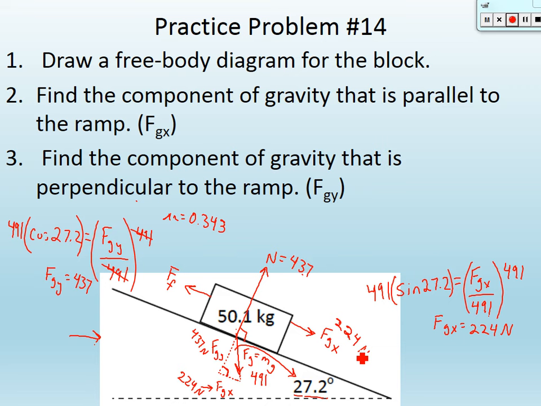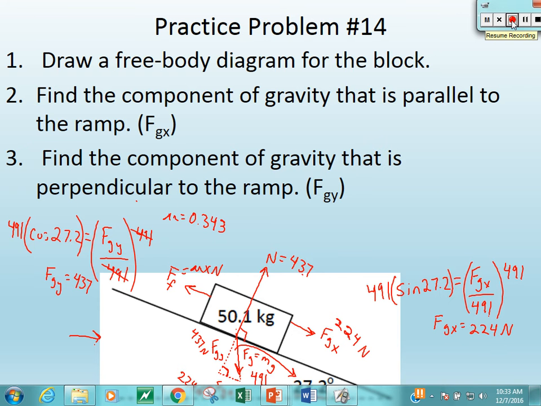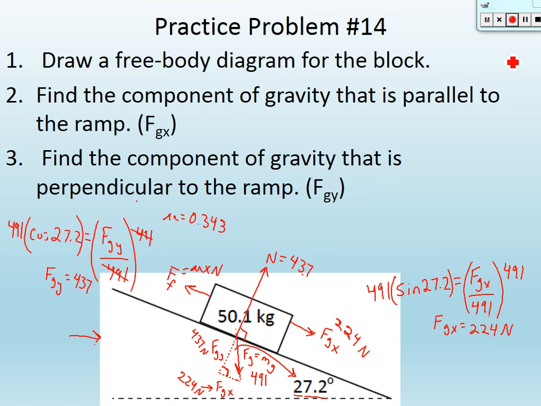Okay. Can I solve for friction now? Friction is equal to mu times the normal force. Okay, so let's solve for force of friction. If mu is 0.343 and the normal force is 437, it's 150? Okay, so force of friction is equal to 150 newtons. Okay. Now we have everything on that free body diagram that we need.